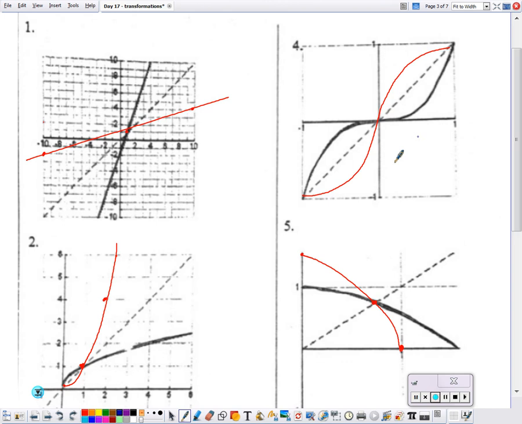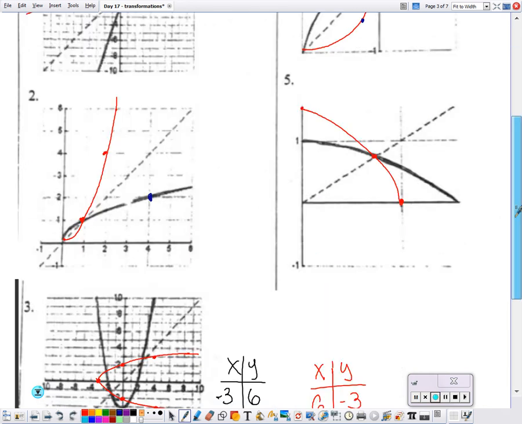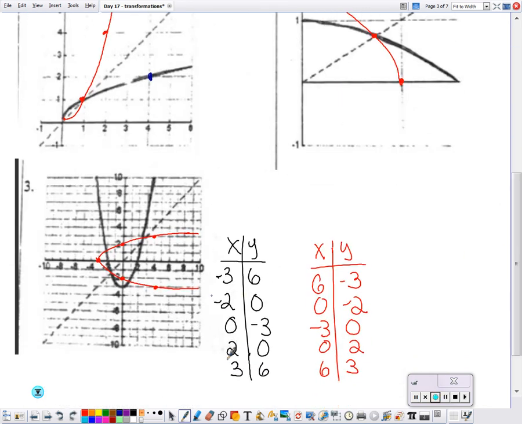And honestly, guys, I just found some points. Like here, I found the point at (4, 2), and I switched it to (2, 4), and I just graphed a bunch of inverse points. Like here, I put a point here, and I found its symmetric point here. Same thing. So here are what the graphs would have looked like. And you can see here I even made a table.